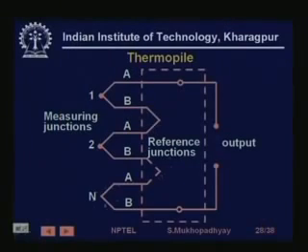Similarly, if you connect many thermocouples in series, you can further increase the sensitivity of the thermocouples. And so if you put many, n number of measuring junctions, then this voltage will be n times the voltage that you can get from a single thermocouple. So that's called a thermopile.